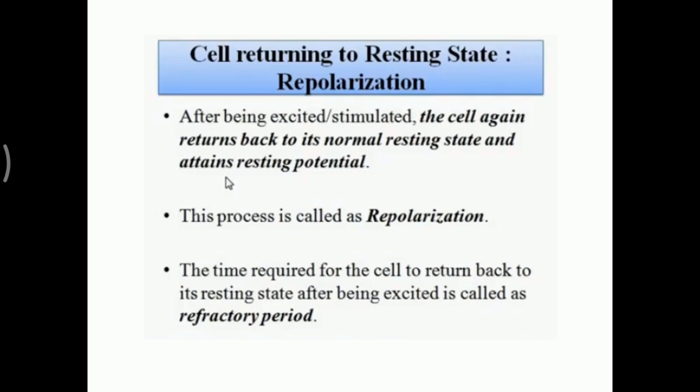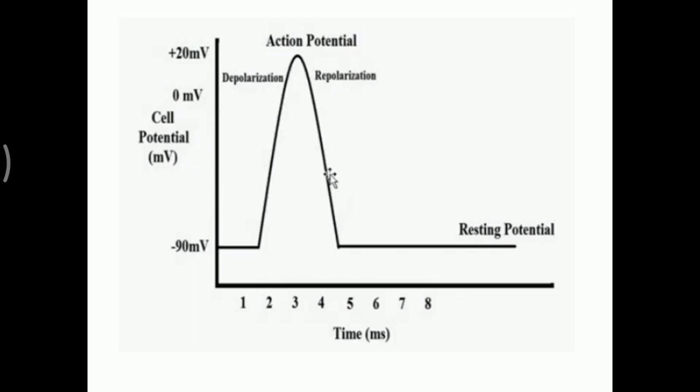After being excited or stimulated, the cell again returns to its normal resting state and attains the resting potential. The time taken to reach the resting state from the excited state is called the refractory period. The time period between the excited state and the resting state is called the refractory period. This is the graph of bioelectric potential. The x-axis is time and the y-axis is voltage. The voltage is in millivolt.